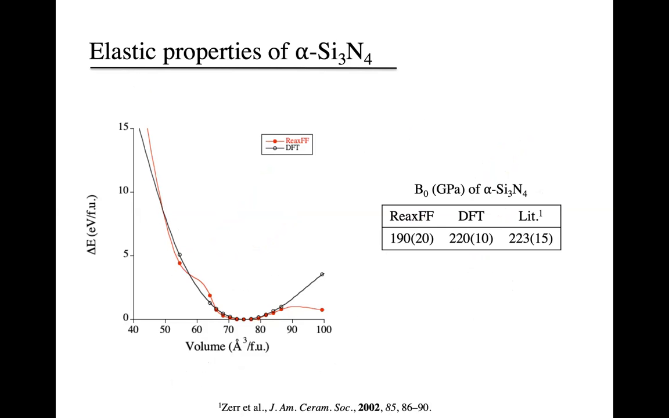Though we emphasize good reproduction of the thermodynamics, we also do some assessment of elastic properties. Here, we calculate the bulk modulus for alpha silicon nitride. The bulk modulus is calculated using the second order Birch-Murnaghan equation of state fit to the energy volume curve. Since the ReaxFF energy volume curve for alpha silicon nitride is a close fit to the DFT energy volume curve near the minimum, the ReaxFF bulk modulus is only a bit lower than the DFT bulk modulus. Well, the DFT value agrees well with the experiment already, so there's room for improvement of the ReaxFF value.